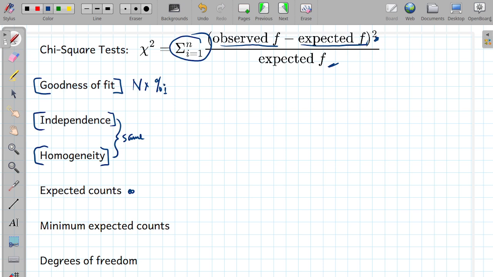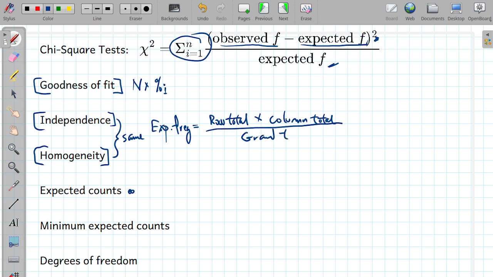The tests for independence and homogeneity have the same formula for expected counts. So for here, I'll do expected frequencies. This will be the row total times a column total divided by the grand total. So these are a bit tedious if you have a large sample set, but that's where software comes in.